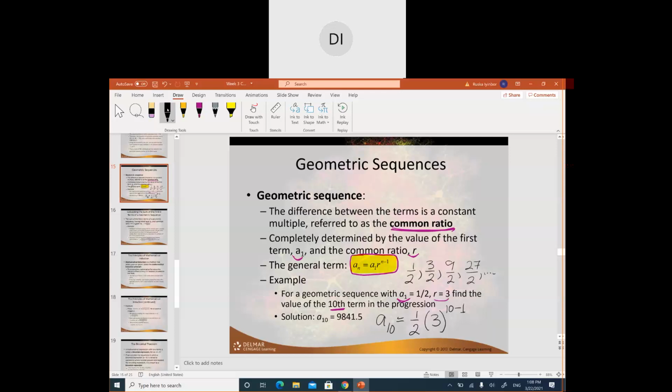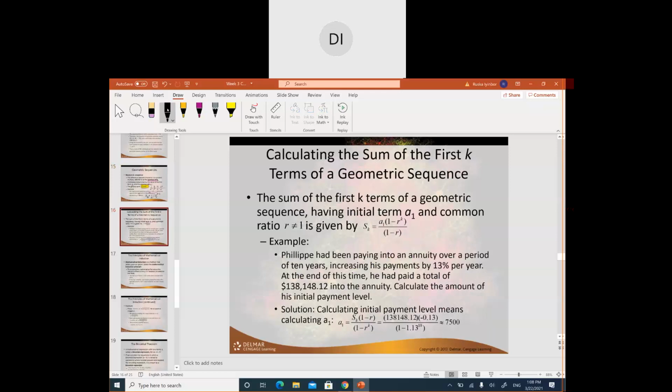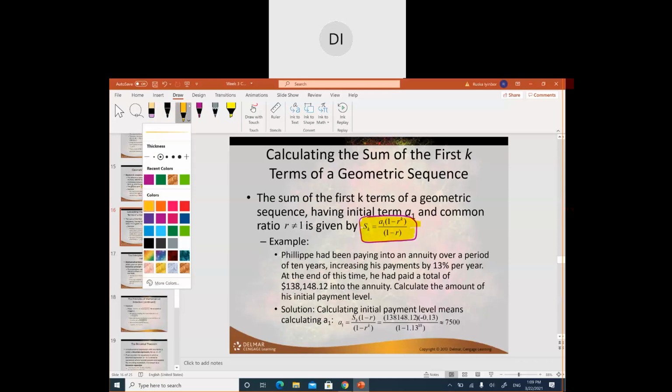Okay. Then you're going to go to the next slide, which is finding the sum of the first k terms. And here is the formula. If I want to find the sum from term 1 to term k, this is your formula. You're going to multiply a1 times 1 minus r with exponent k, over 1 minus r. So that's the formula. You're going to plug all the numbers into that formula, and then the calculator is going to simplify it for us, and you're going to have the sum.